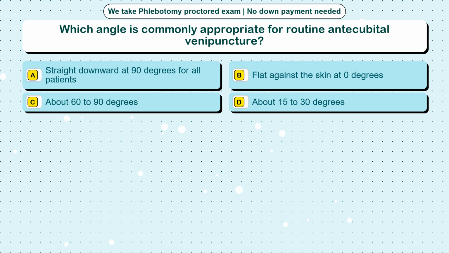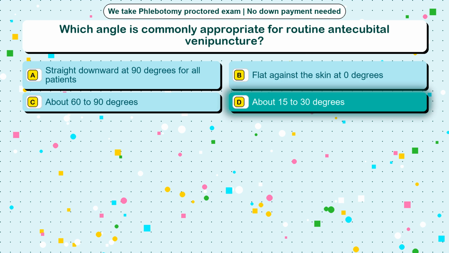Question 98. Which angle is commonly appropriate for routine antecubital venipuncture? Option A, straight downward at 90 degrees for all patients. Option B, flat against the skin at 0 degrees. Option C, about 60 to 90 degrees. Option D, about 15 to 30 degrees. The correct answer is option D, about 15 to 30 degrees.